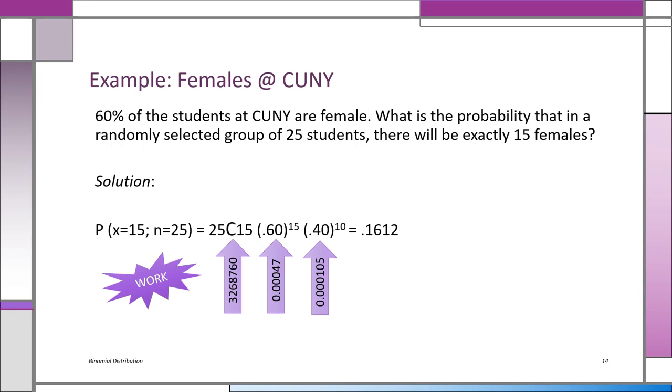And we're assuming there are only two categories. Again, we know things have changed, and it's not just two categories. Well, let's pretend there's two categories, female and male. So we have 0.60 and 0.40. Okay, and then we want to know that 15 females. So 0.60 to the 15th power, 0.40 to the 10th power. And again, the 25 combination 15 is obvious. And when you solve that, you'll see the probability is 0.1612.